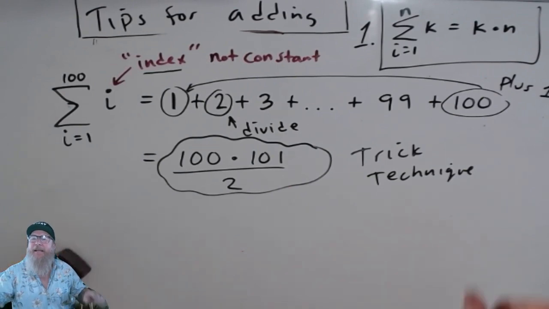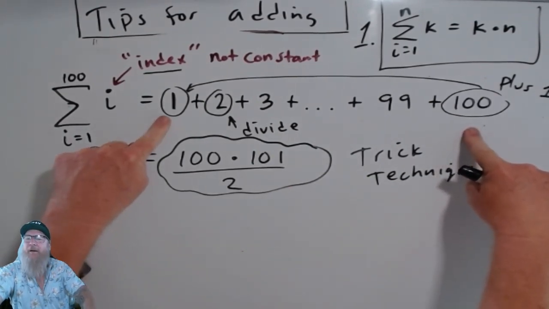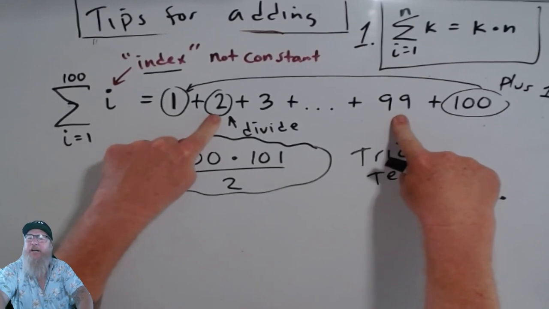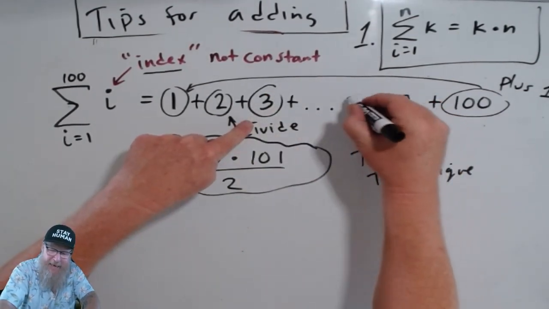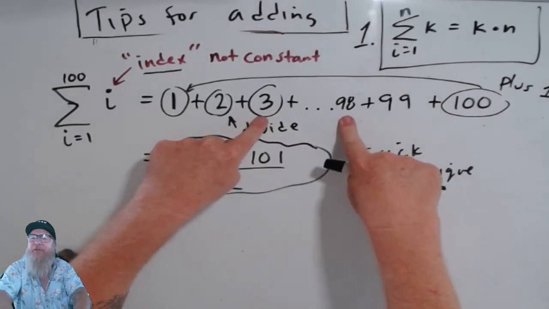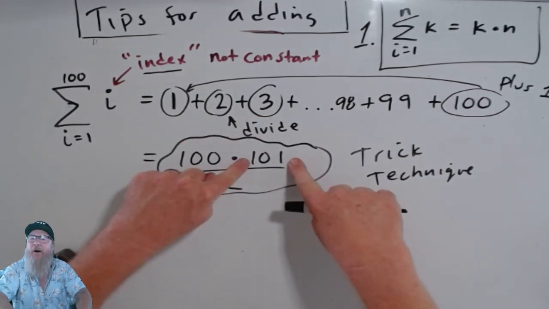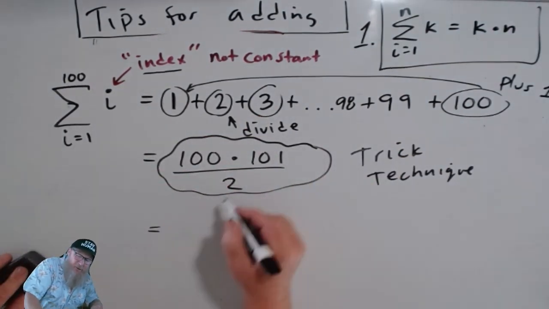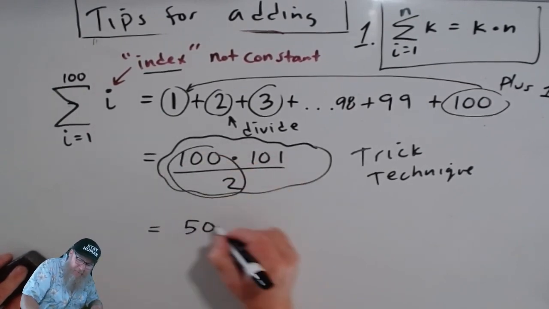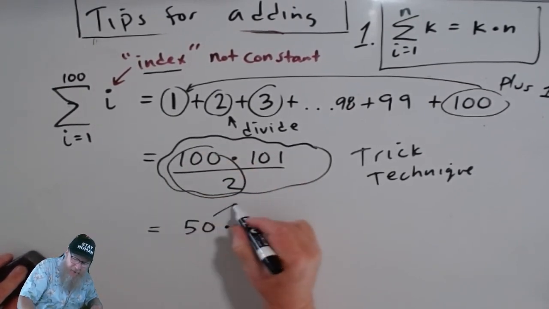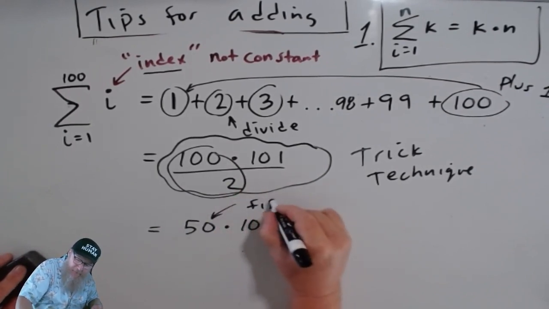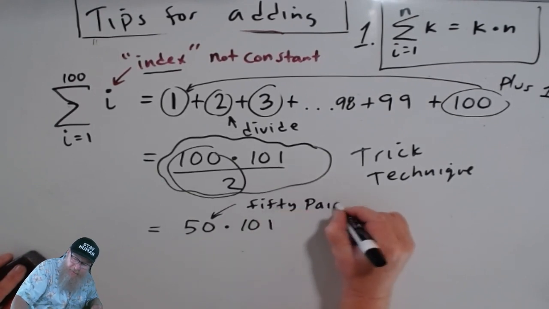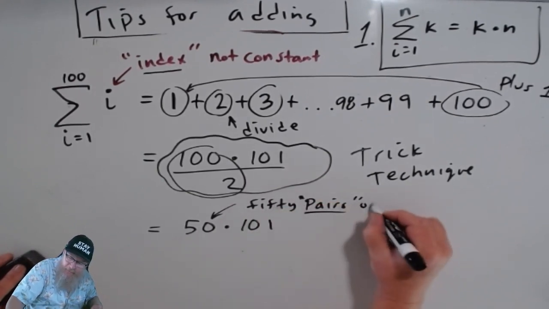And the reason is, look, 101. 99 and 2, well, guess what? That's also 101. And then the next number before that one was 98. 98 and 3, that's also 101. So you essentially have 50 pairs of 101.